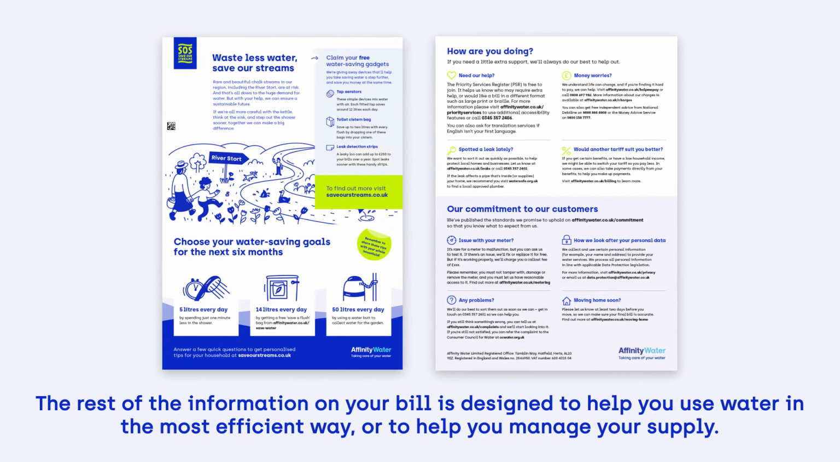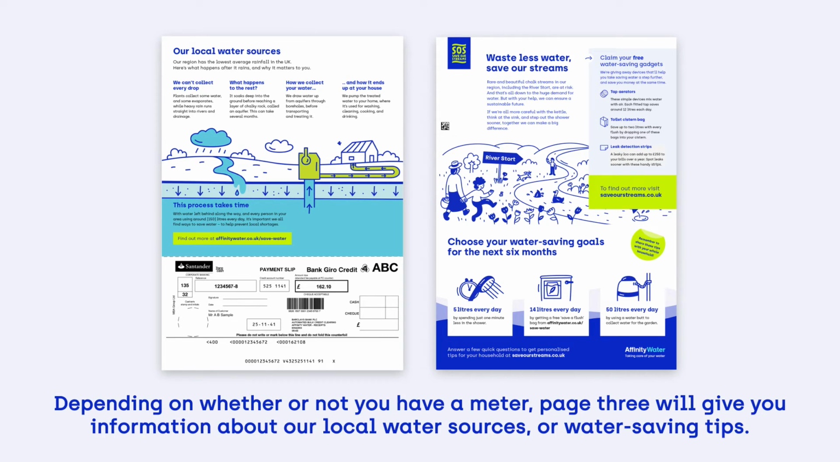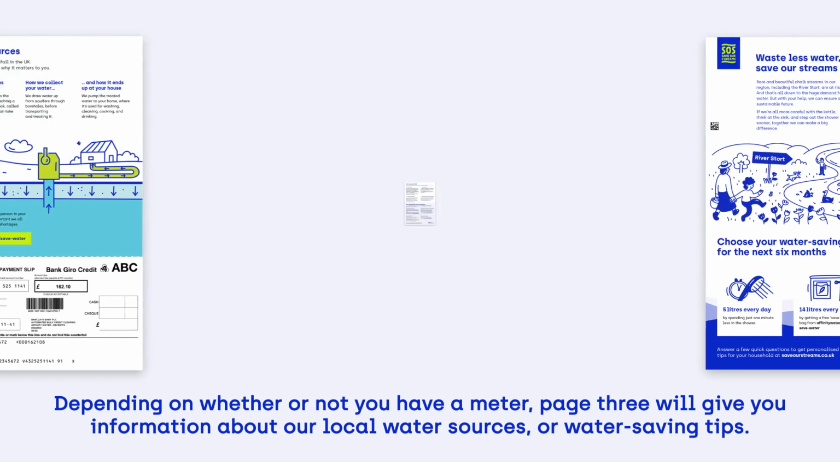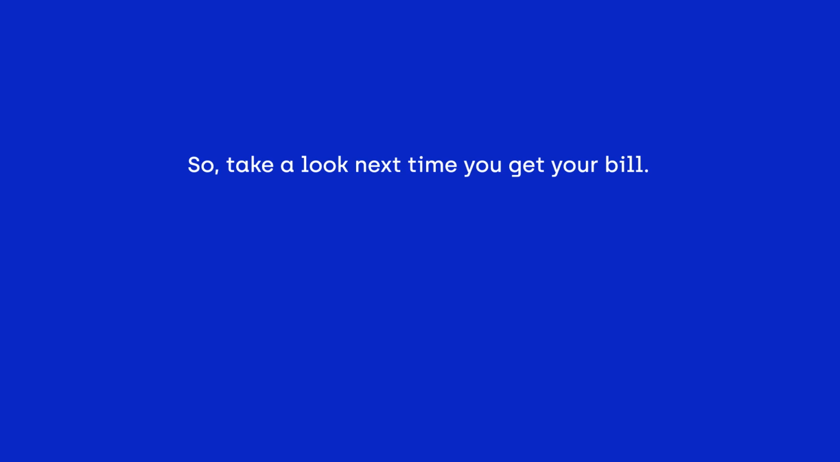The rest of the information on your bill is designed to help you use water in the most efficient way, or to help you manage your supply. Depending on whether or not you have a meter, page 3 will give you information about our local water sources or water saving tips. And page 4 has loads of extra information with answers to a few frequently asked questions. So take a look next time you get your bill.